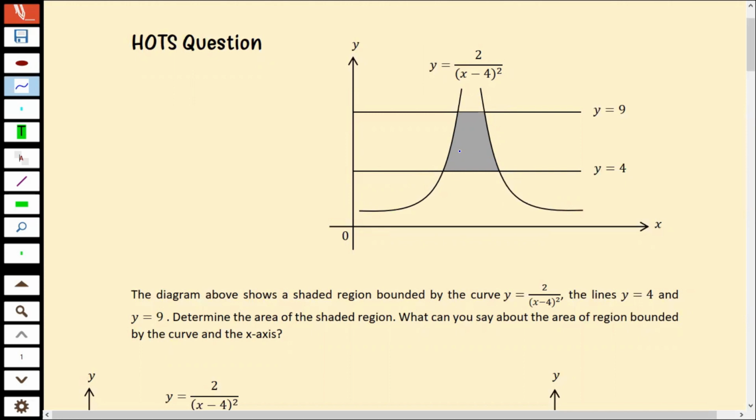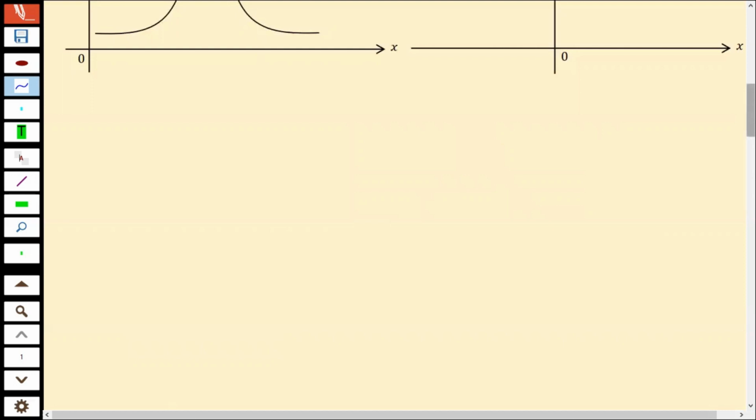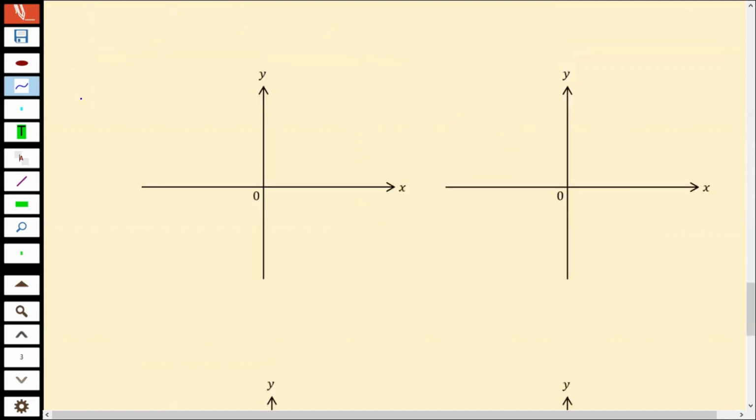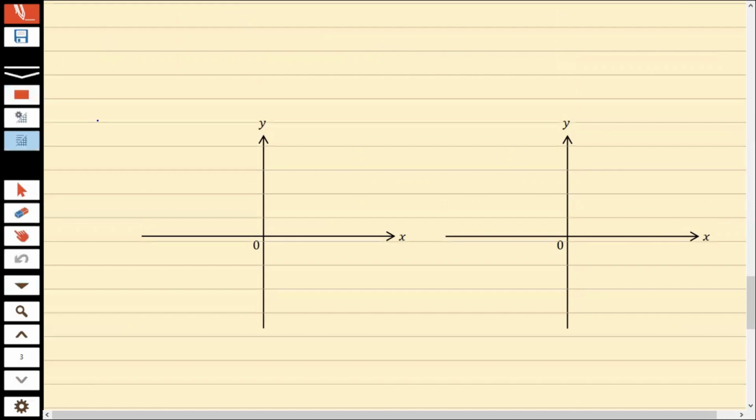So let us explain first about the graph, then I will come back to the question. Otherwise, if you cannot understand the concept of the graph, the question will be a bit of a problem for you. So let me explain first. I created some graphs over here. Most of us know about reciprocal. This is the graph.